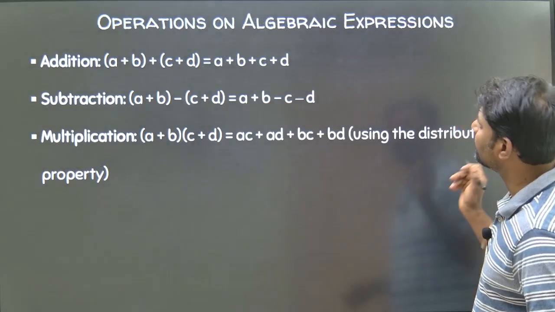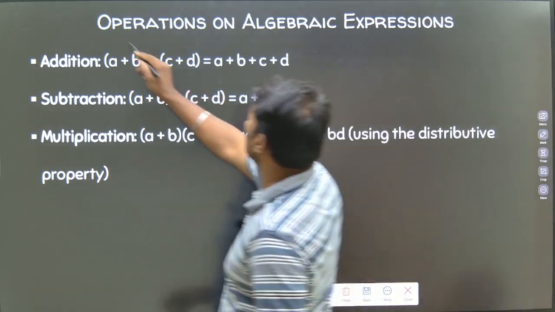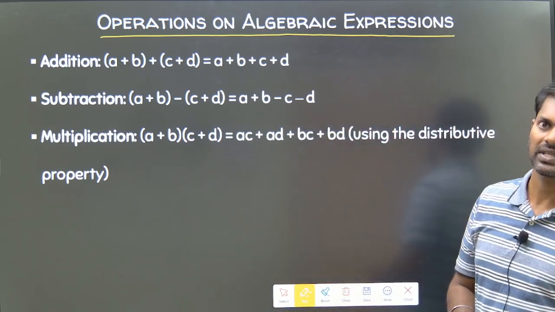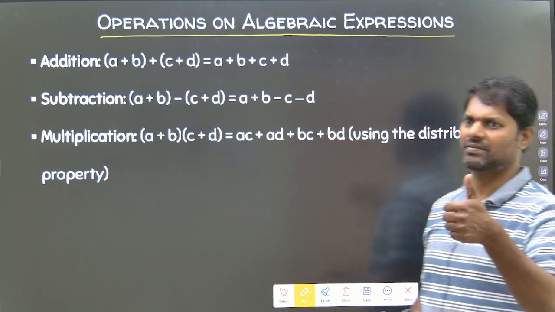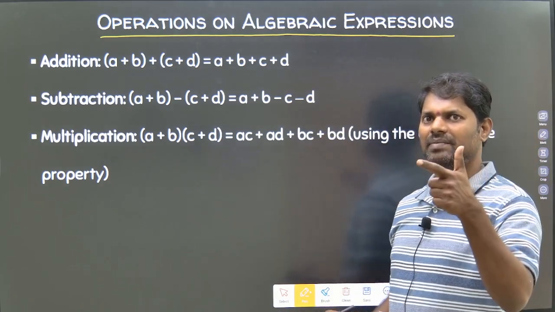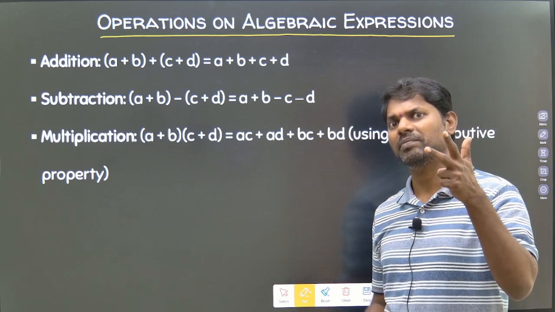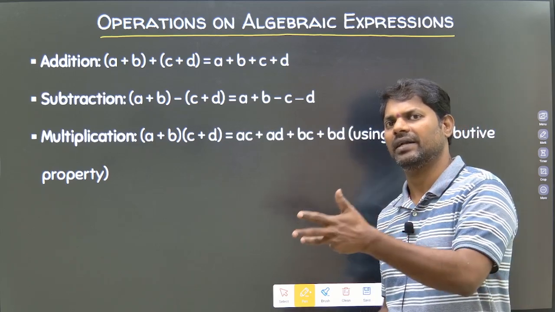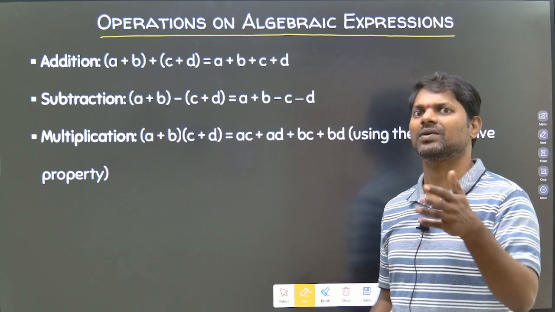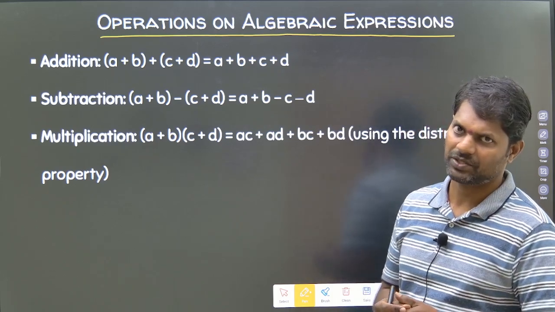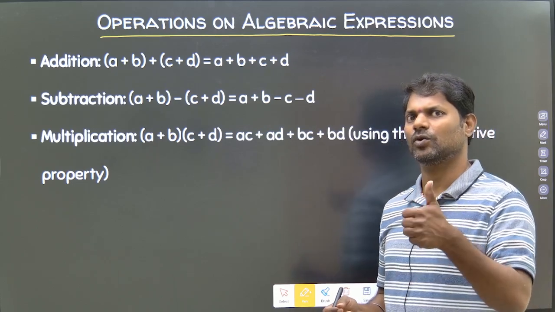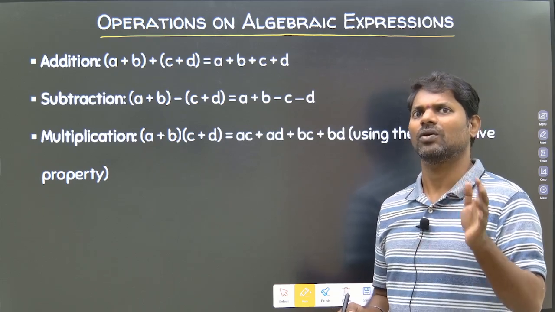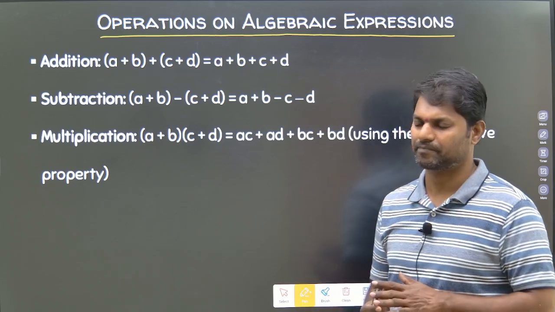Next point is operations on algebraic expressions. So far we have discussed what is an algebraic expression, simple algebraic expression, expression with multiple variables, expression with power term and fraction. After that we have discussed types of polynomial expressions, that is monomial, binomial, trinomial and polynomial, and for all these we have discussed examples.